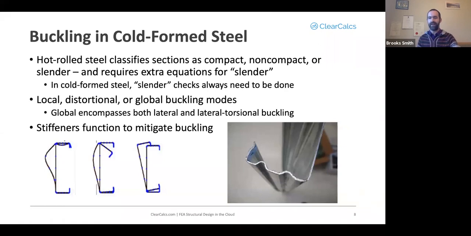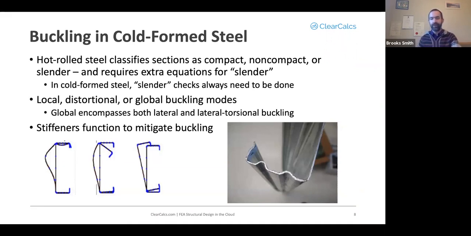So specifically for buckling, again, those of you familiar with hot rolled steel will be used to the compact, non-compact, or slender classifications, and the extra calculations that AISC requires for slender beams. Many of you, even if you have worked frequently with hot rolled steel, may have never even touched those equations or very rarely done so because virtually everything's compact. But essentially in cold form, almost everything's slender. So we have extra calculations that basically always need to be done. We consider all three buckling modes separately: local, distortional, and global, where global encompasses both lateral buckling and lateral torsional buckling.